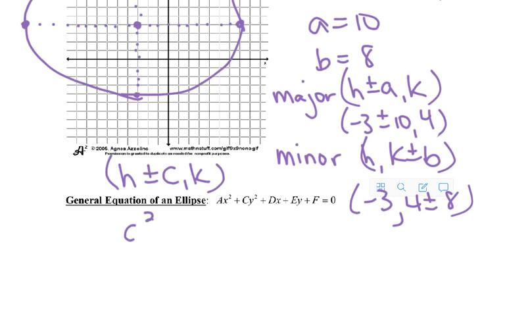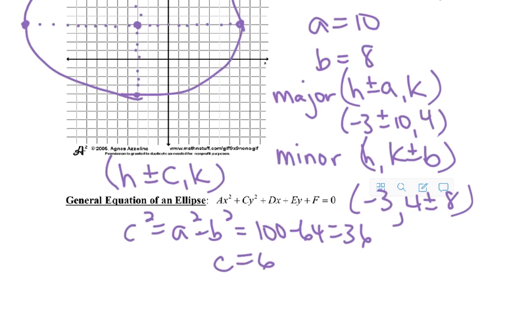So c squared is equal to a squared minus b squared. So it must be 100 minus 64, which is 36. So c must be 6. So the foci must be at -3 plus or minus 6 comma 4, which means the foci are at 3, 4 and -9, 4.